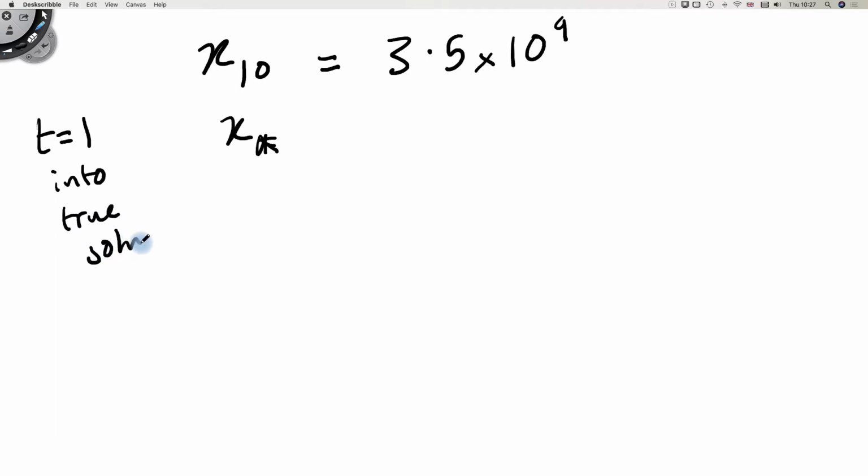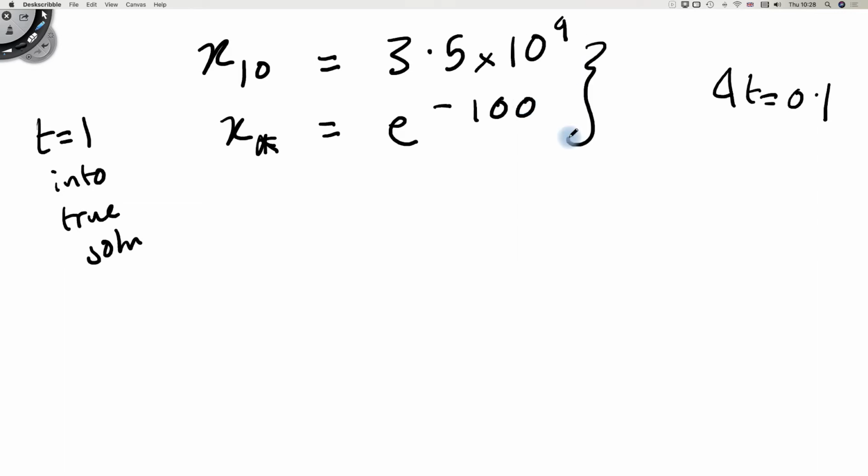Yeah, so this is after 10 steps, and remember each step is 0.1. The delta t is 0.1, remember, let's write that there. So after 10 steps you're going to t equals 1 in the true solution, so you just plug in t as 1 into that true solution, you get e to the minus 100. So that's a very small number versus a very big number, you know, instability.